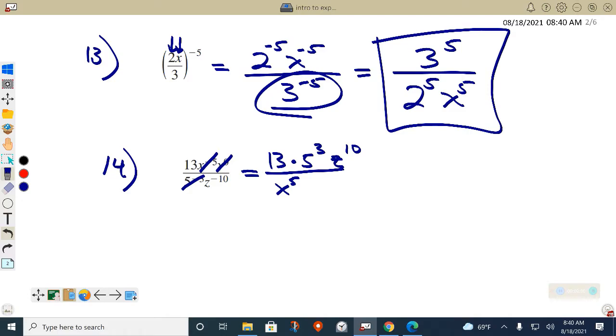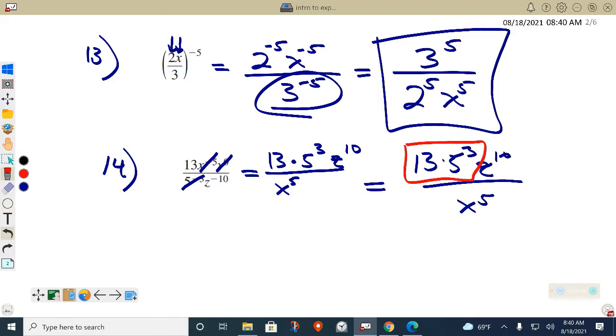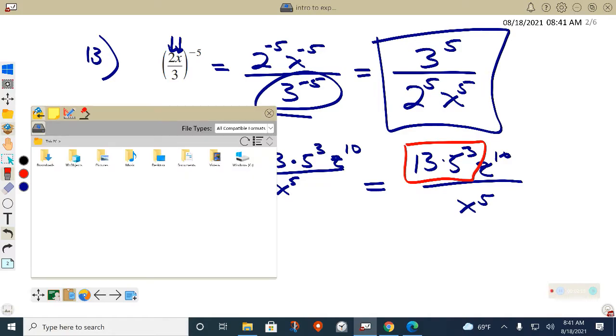Really? Now, what we could do, since it looks kind of funky, you've got 13 times 5 to the third power, z to the 10th. At this point, we kind of do want to clean this up because it looks too weird. Like right here, 13 times 5 to the third. Let me go ahead and clean that up and just actually do the 5 to the third power. In other words, let me get my calculator out.